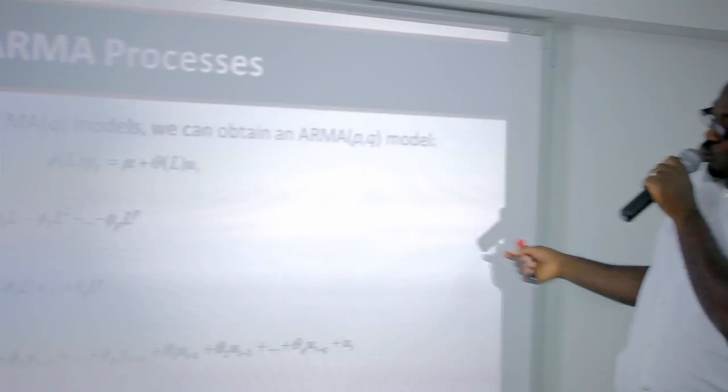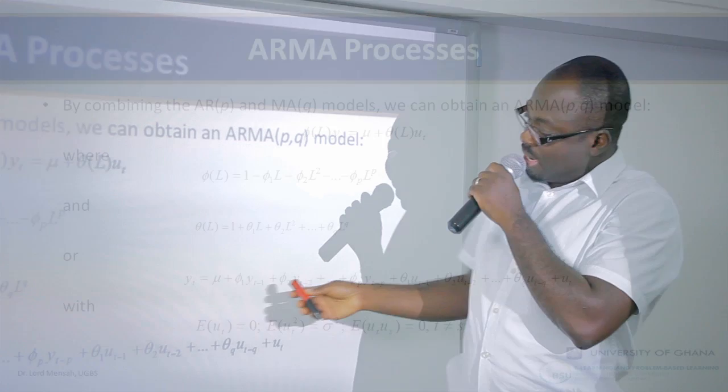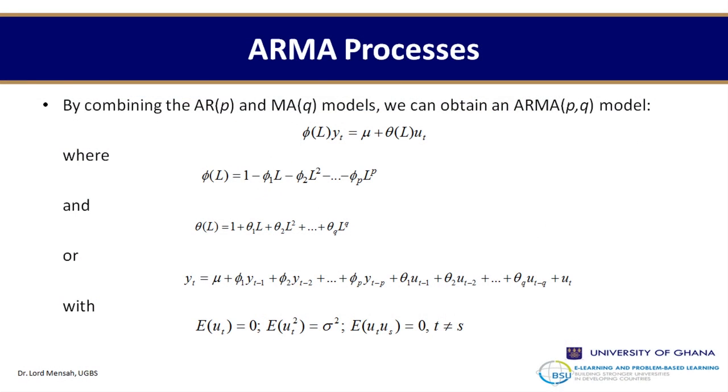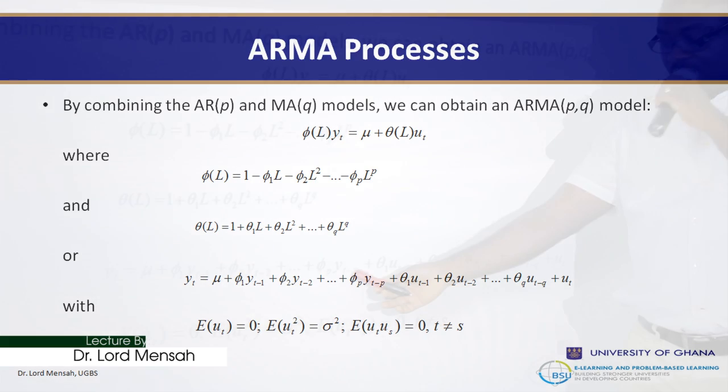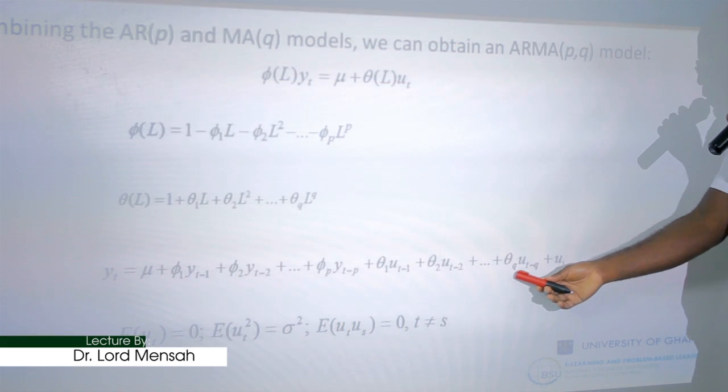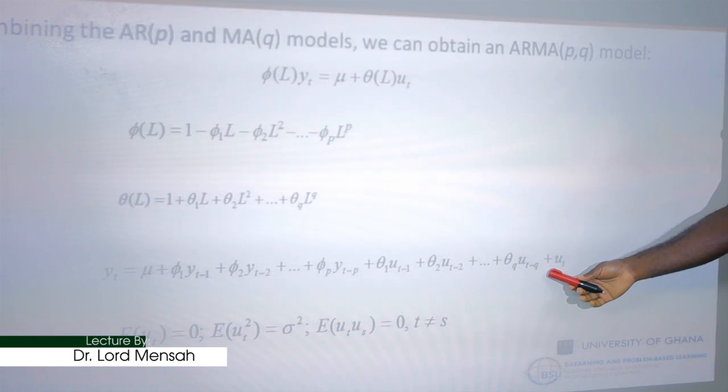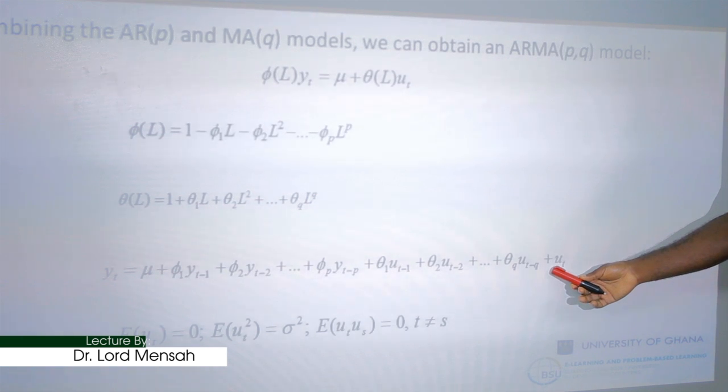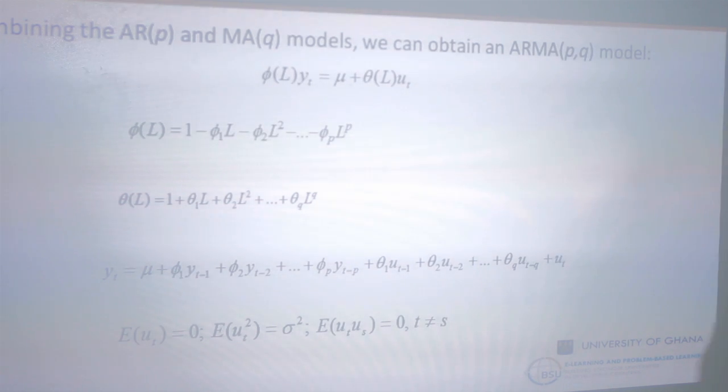Now, if we put the two equations together, you realize that we can split it. We have the average of the series, which is mu. Then we have a series which depends on the lags of Y_t up to the order P. Then we can have the series for the white noise, that is, for the MA part. Then obviously we add mu_t.